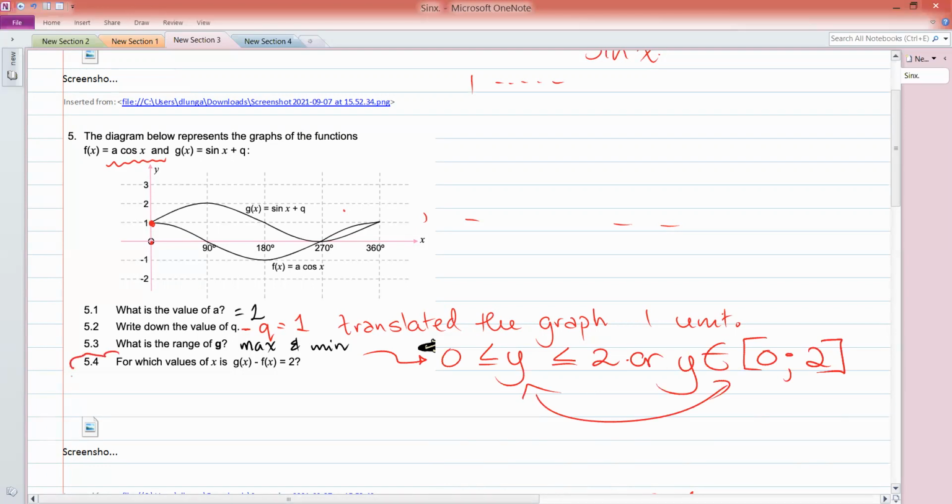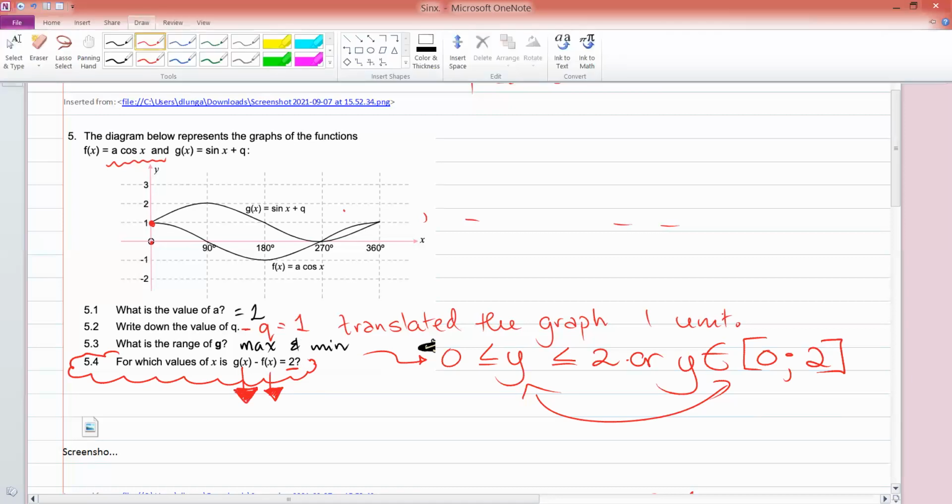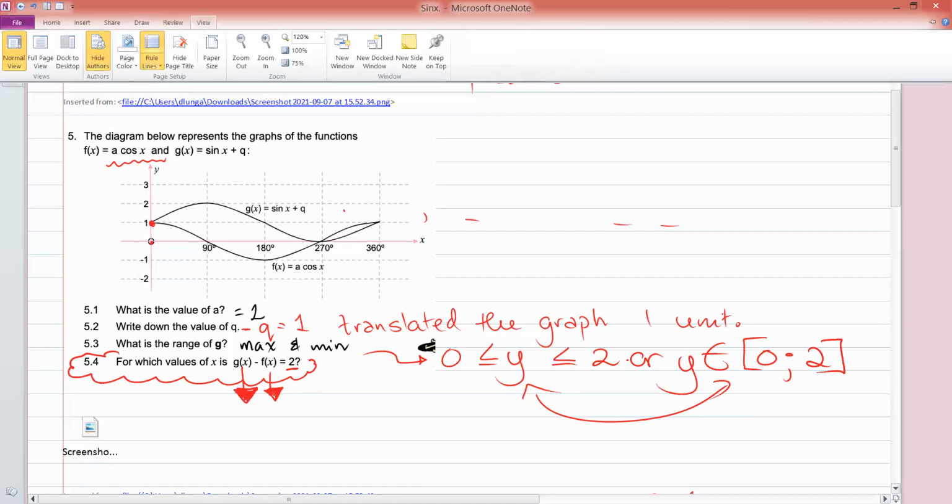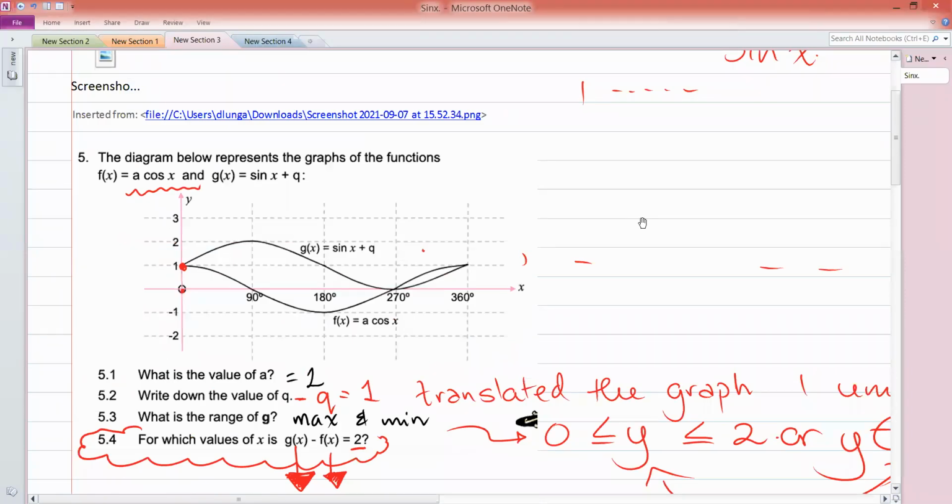Now, this question here. We're looking for the point where g of x minus f of x is equal to 2. Remember, these are y values. So we're looking for the difference between the two y values or the two graphs. The distance between the two graphs should be equal to 2. Let me zoom in so you guys can see clearer. Looking at this particular graph, at which points can you see a distance of 2 between the two graphs? So you're looking at the y values.